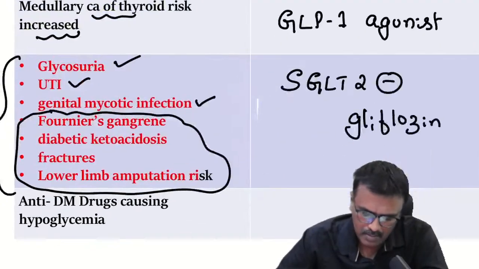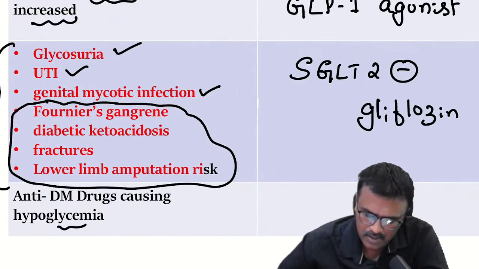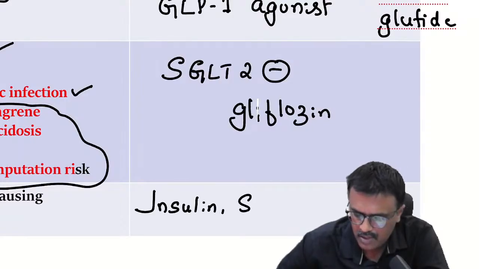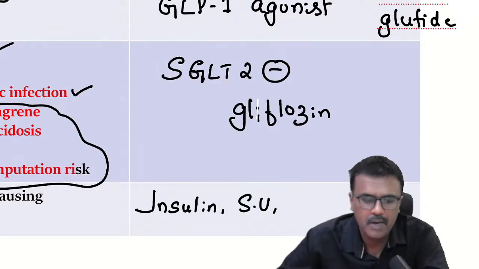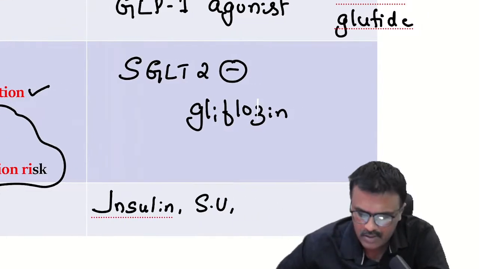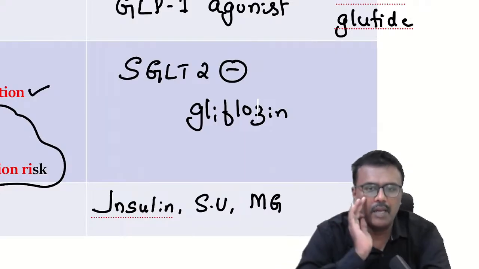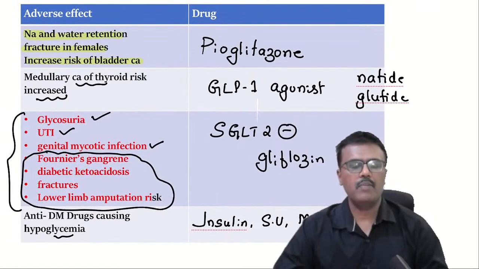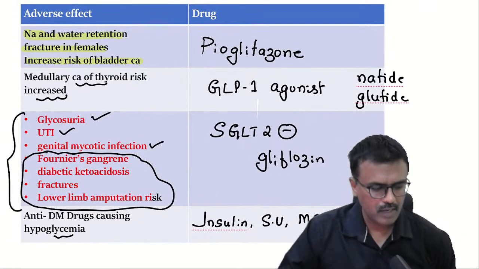Now, what anti-diabetic drugs cause hypoglycemia? Remember, insulin can cause it. The sulfonylureas like glimepiride, gliclazide, they can do that. And the glinides, meglitinides, they end with repaglinide, nateglinide. These are the drugs which have the risk of hypoglycemia when you give them to diabetic patients.